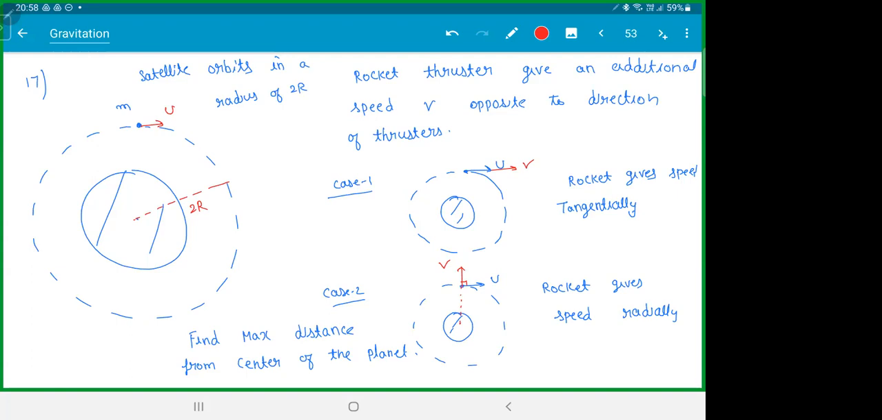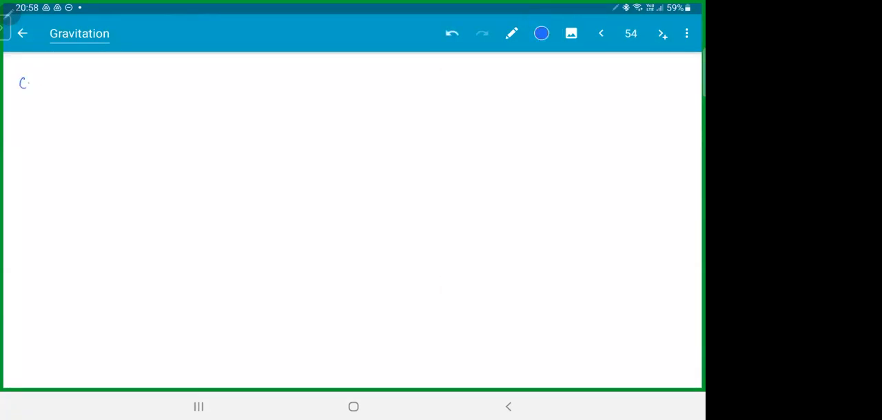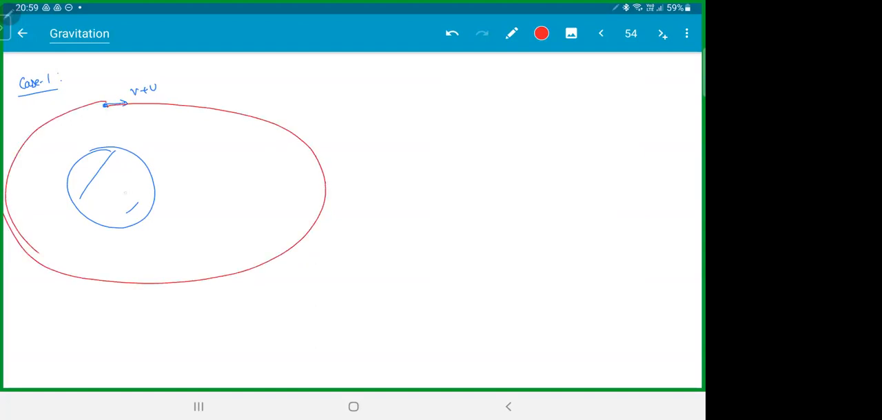I'll help you with the first one. Yeah, case 1. So basically the speed became v plus u. So this guy will actually go in some kind of path like this. This is your maximum distance. This was 2r. At the farthest point, the velocity will be perpendicular, right? Let this be smaller r.